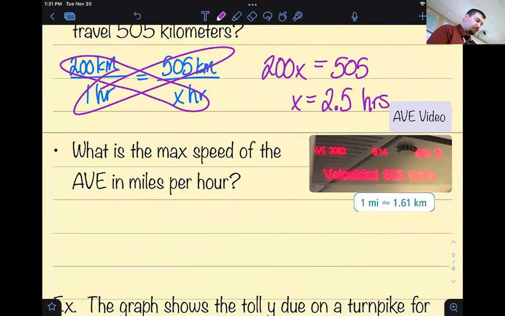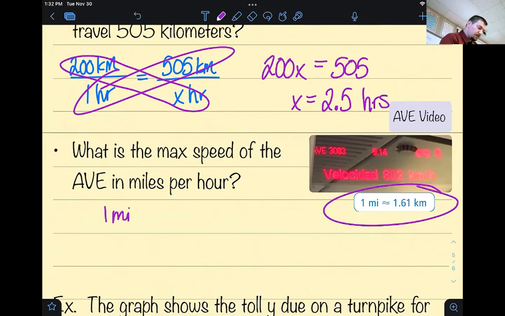Here's how we'll do it. I know that the train was traveling 302 kilometers. Hold on. That's not what I want to do. Let's start with this. Let's make it make more sense. Let's start with that ratio. If 1 mile is 1.61 kilometers, how many miles would 302 kilometers be?